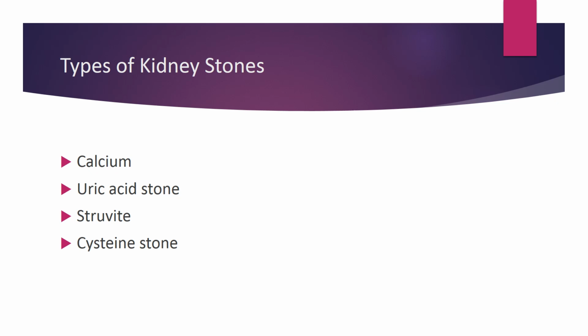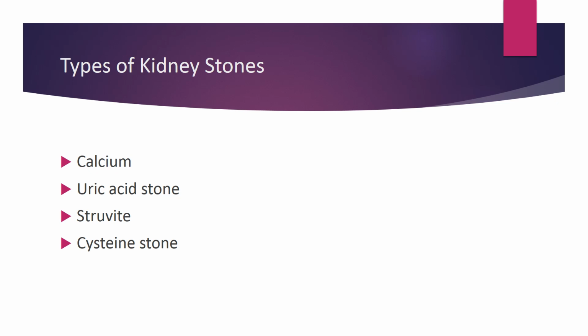Uric acid stone. This stone develops when urine is too acidic. A diet rich in prunes can increase the urine's acidic level. They can occur in people with gout or those going through chemotherapy. This type of stone is more common in men than in women.